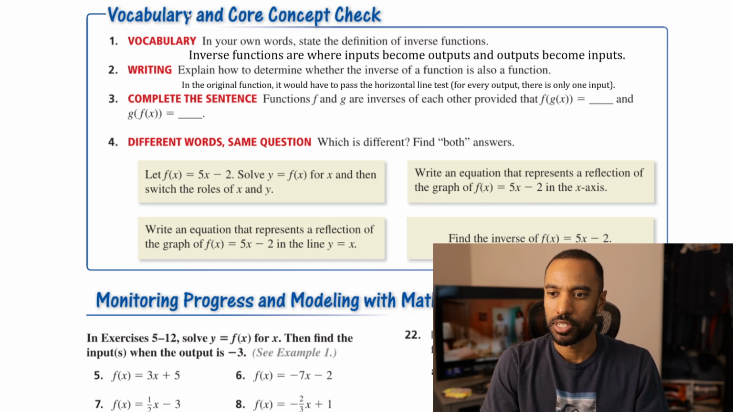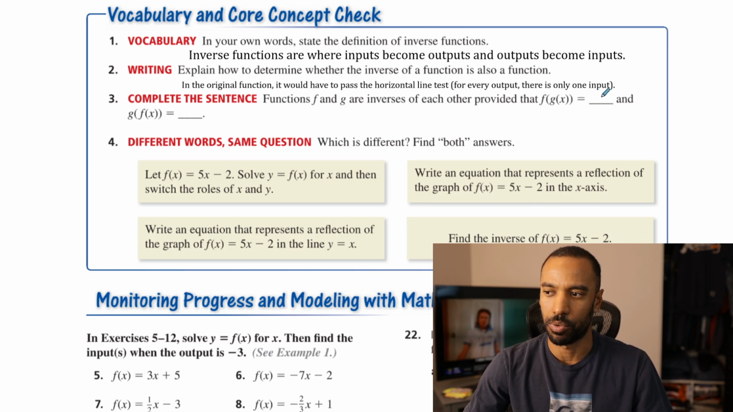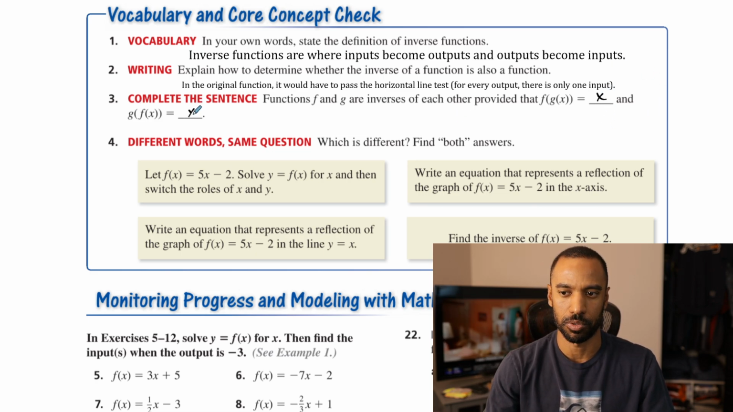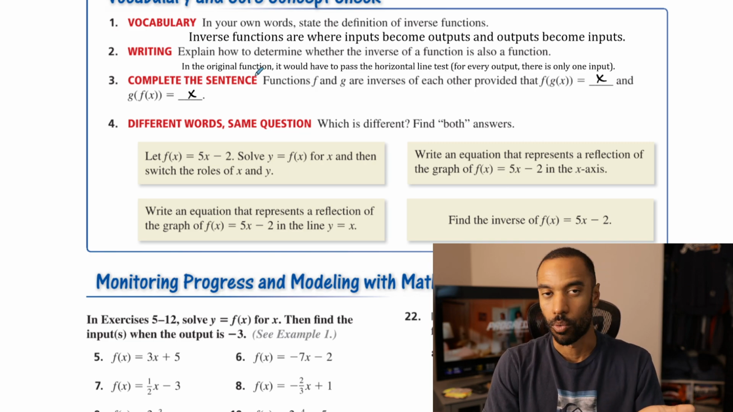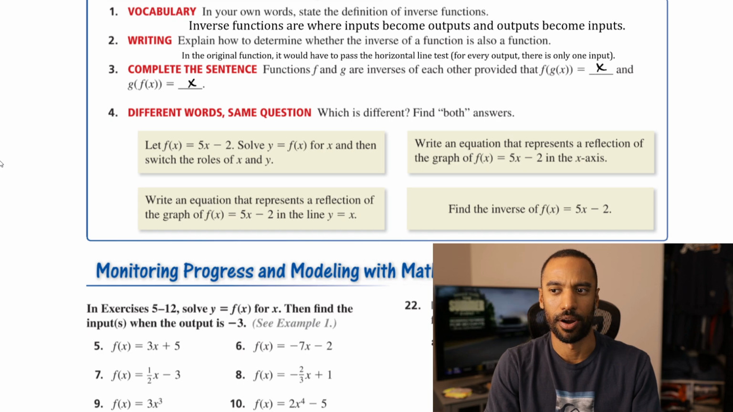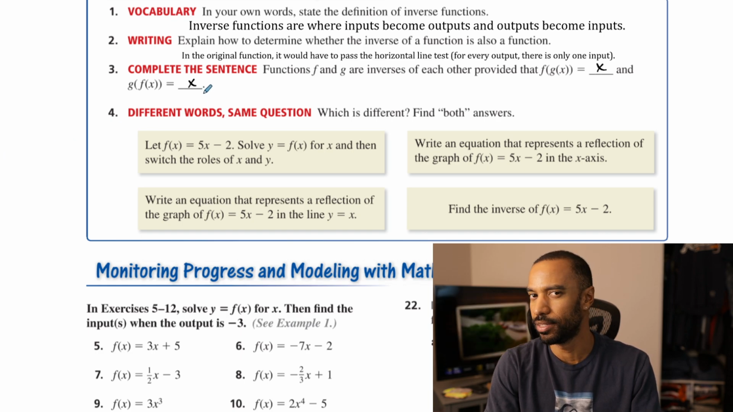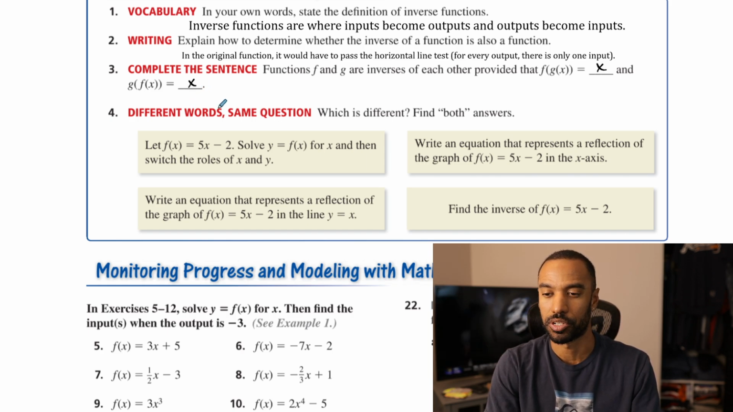All right, number 3, complete the sentence. Functions f and g are inverses of each other, provided that f of g of x equals x and g of f of x equals x. And remember, both tests are essentially a requirement for us to check for. There's some that you can predict beforehand, even if one worked, why the other might not. But it's very uncommon for one to work and the other not to. It's really based on domain and range restrictions.